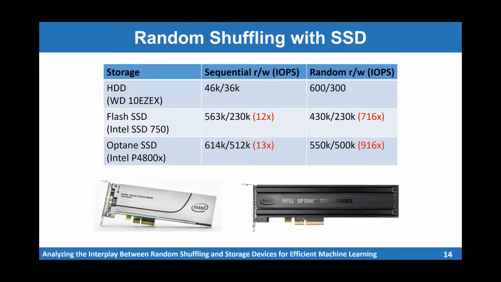Solid-state drives have been widely adopted, not just in the embedded devices, but also in the high-performance computing platforms. SSDs offer much higher random access throughput than disk. In this table, we list two Intel SSD models. One is flash memory, and the other is Optane memory. We can see that both SSDs offer much higher random access IOPS than disk. The flash SSD is 716 times faster, and the Optane is 916 times faster.